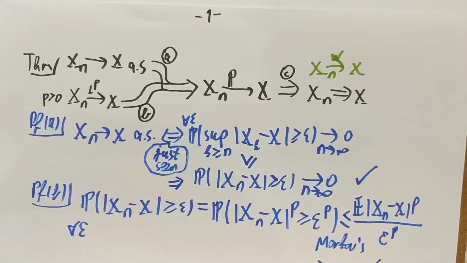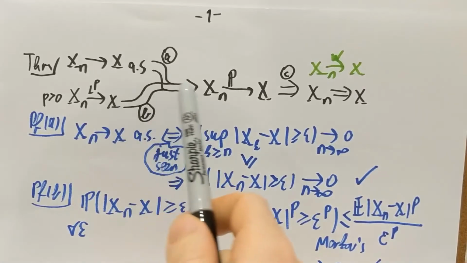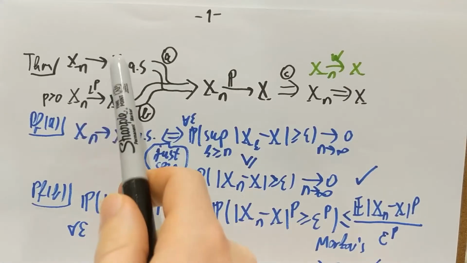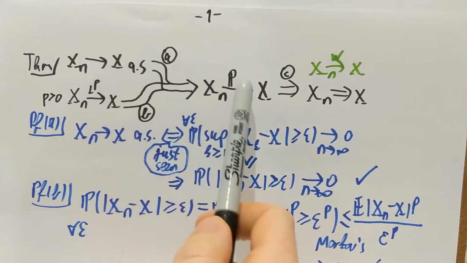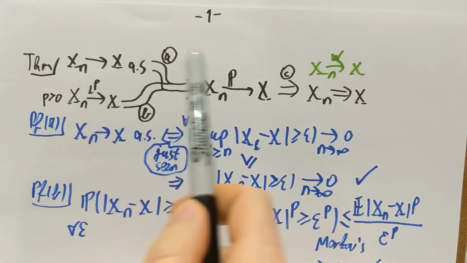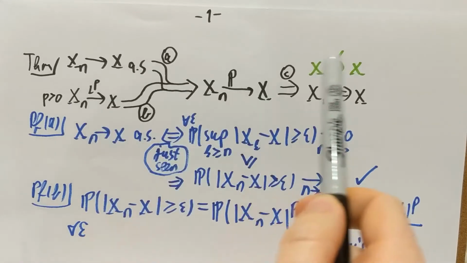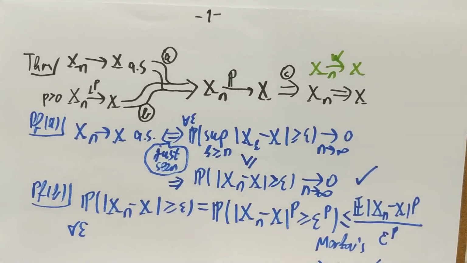Hi everyone, in the next couple of videos I'm going to show you that these arrows cannot be reversed. So we had this theorem: almost sure convergence implies convergence in probability, Lp convergence also implies convergence in probability, which implies weak convergence. In the next couple of examples I show that the arrows cannot be reversed.